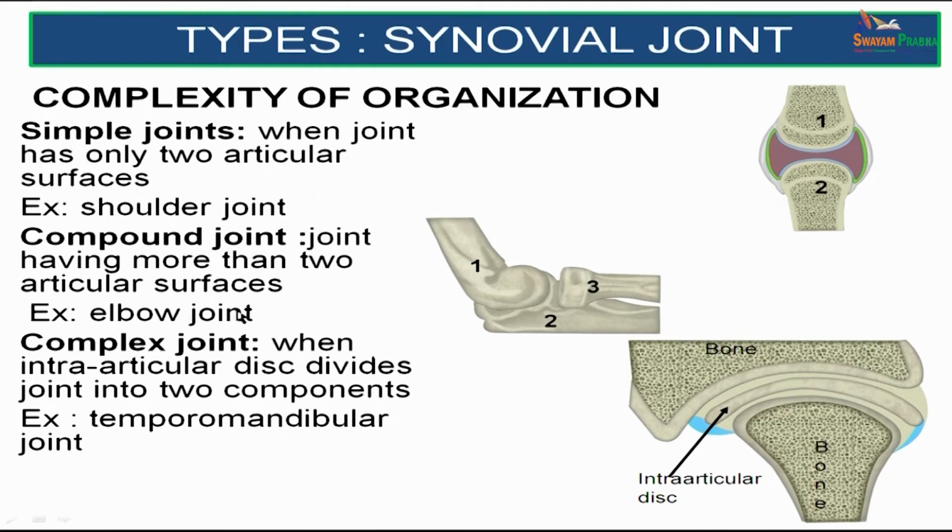Example, elbow joint. Then we have a complex joint. It is a joint when the space of the joint has been divided into two compartments with the help of an intra-articular disc. So, if we look here, this is the bone above, this is the bone below, we have a joint space and in between the joint space is a disc. The disc is dividing the joint space into an upper and lower compartment. Example of such a joint is temporomandibular joint.